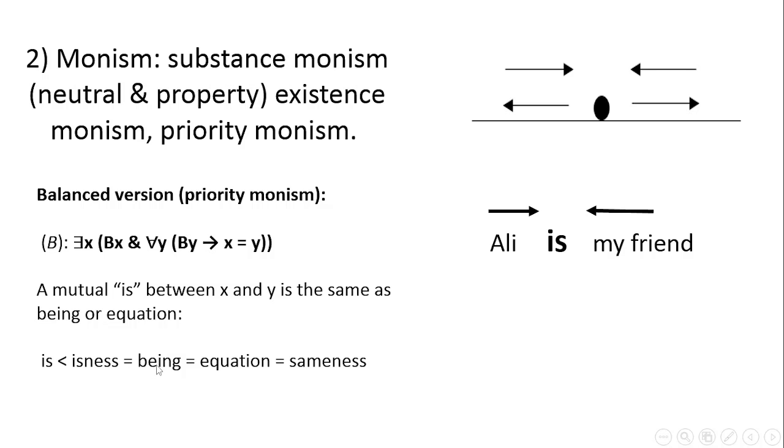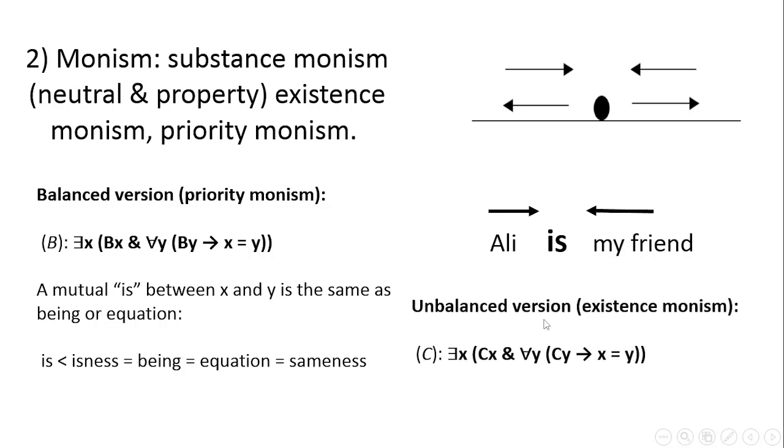So monism can have a balanced and an unbalanced version. I call the priority monism the balanced version of monism, and existence monism the unbalanced version of monism. What do I mean by balanced? I mean that the balanced version is reconcilable with the other models like the dualistic model, but the unbalanced version is excessive and irreconcilable with the previous models.